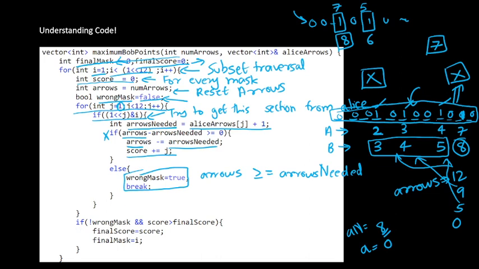And after iterating over that mask, you will check if wrong mask is still false and your score is greater than the final score, then just update the final score and make the final mask this one. So basically this is what we are iterating over here, right? Make this as the final mask.